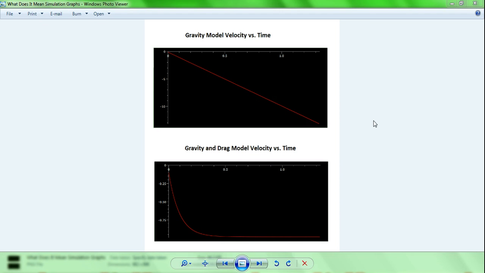In this question, I compared the velocity versus time graphs given by the model with gravity and the model with gravity and drag. So for the model with gravity, you can see that the velocity does not reach terminal velocity, and this is because the force acting is constant, so the net force will never equal zero because of the force of gravity. But in the case of the gravity and drag model, the velocity does reach a terminal velocity at about 0.6 seconds. And we can assume that this is because the net force at this point equals zero, so the gravitational and drag forces are balancing each other out.